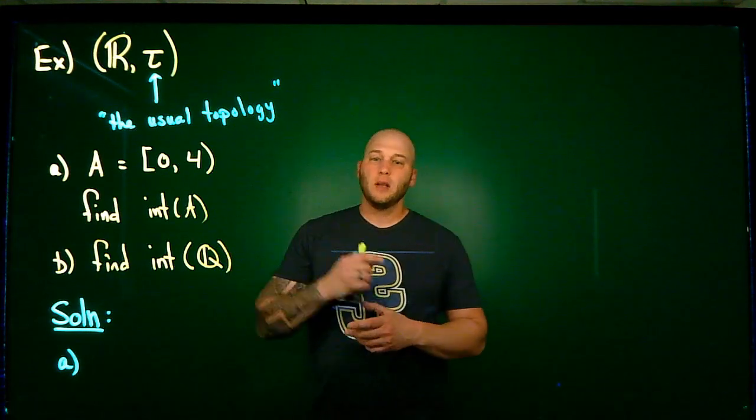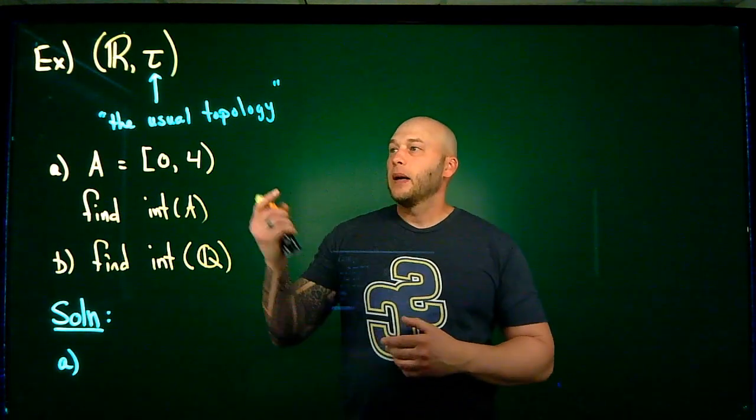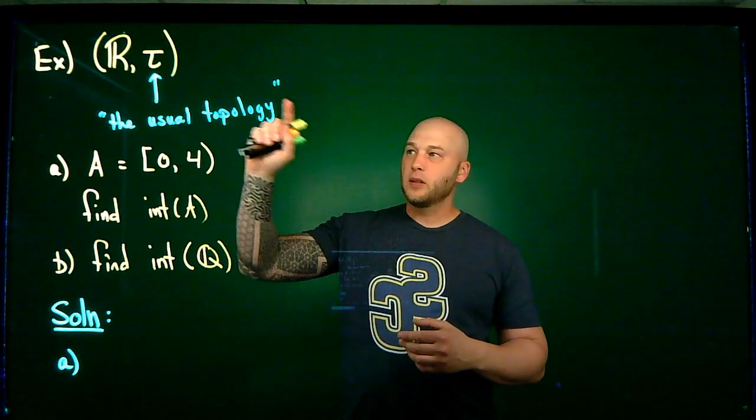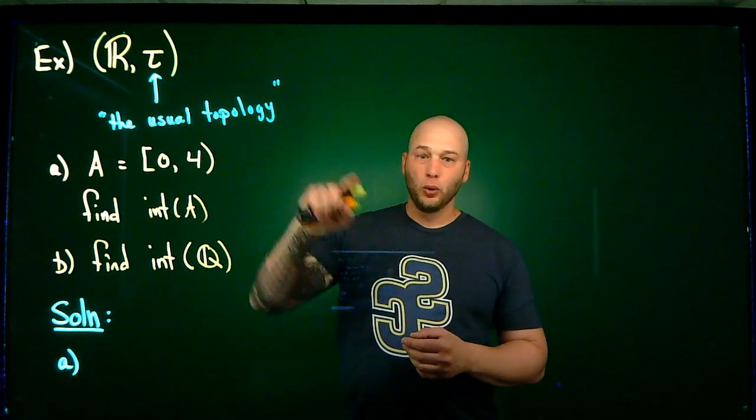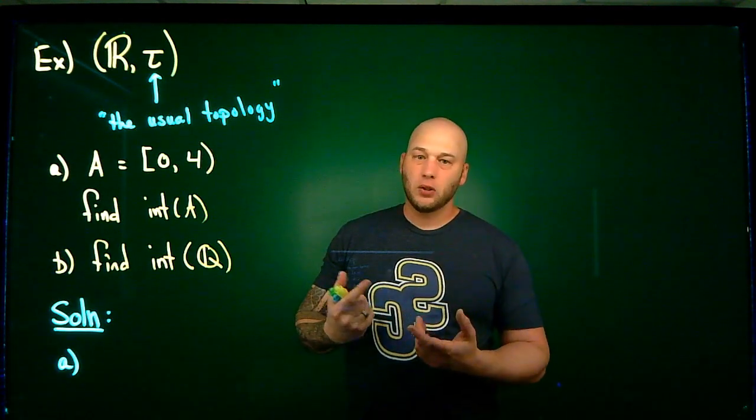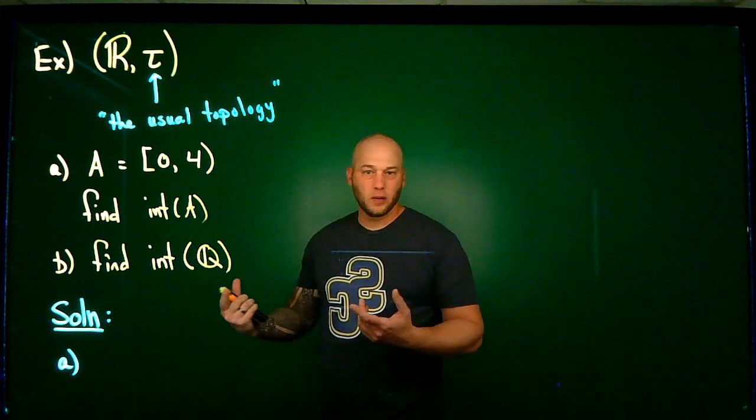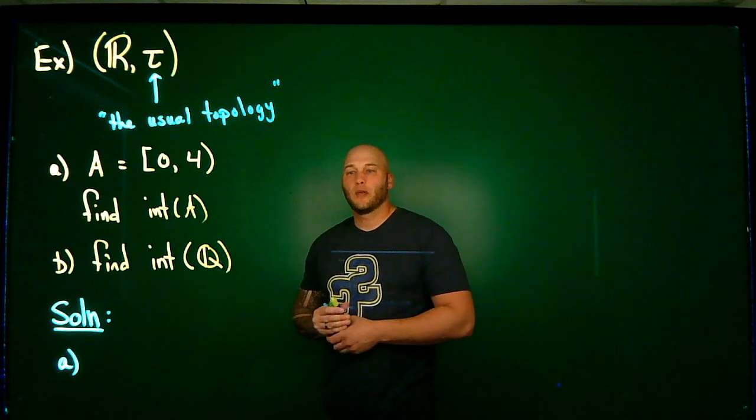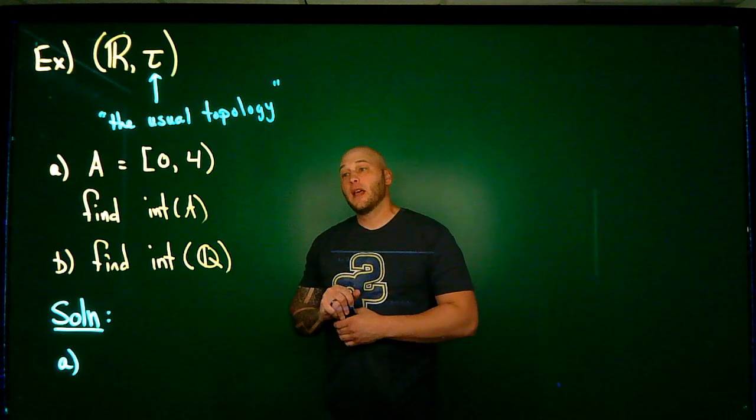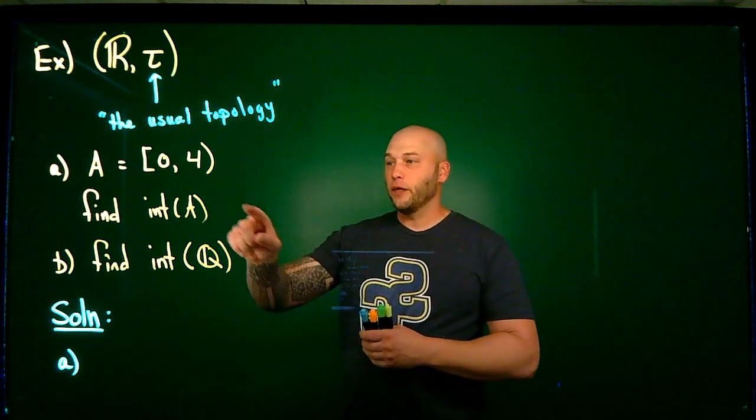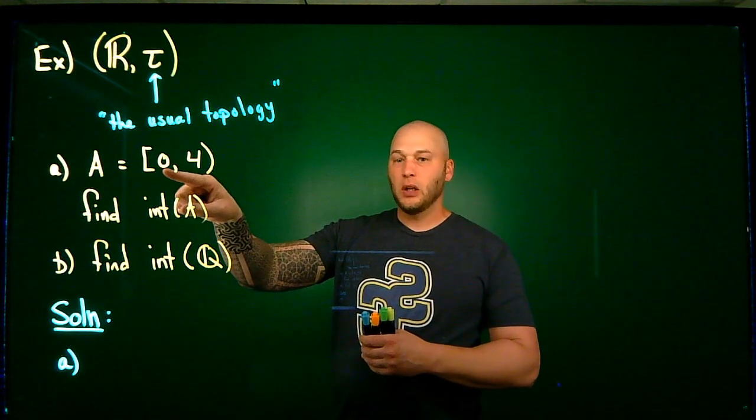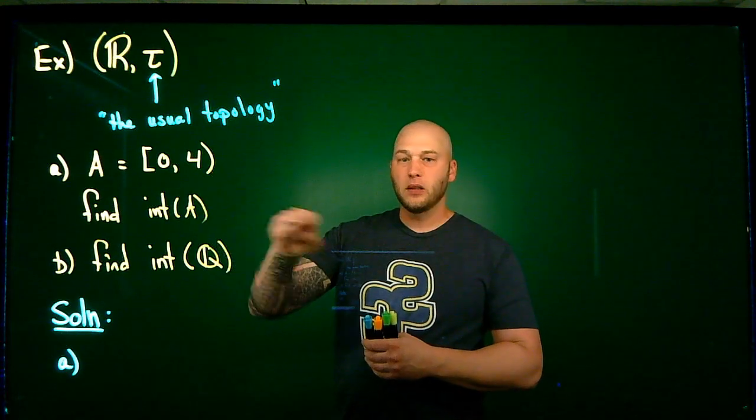Okay, let's look at the next two examples. I'm going to take the topological space consisting of the real line with the usual topology. Again, that's just a topology you're familiar with from, say, your calculus class, so open intervals are open, and so on and so forth. So for part A, I've got the interval [0, 4), where 0 is included but 4 is not. Let's find the interior of that.